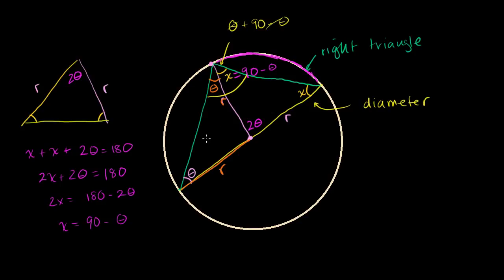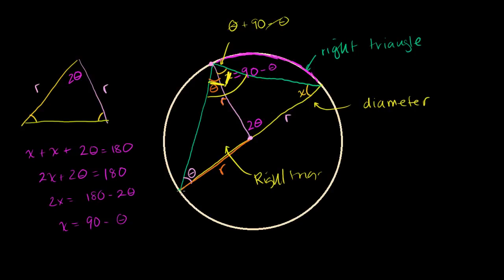So no matter what, as long as one side of my triangle is a diameter, and the vertex of the angle opposite that side sits on the circumference, then this angle right here is going to be a right angle, and this is going to be a right triangle.